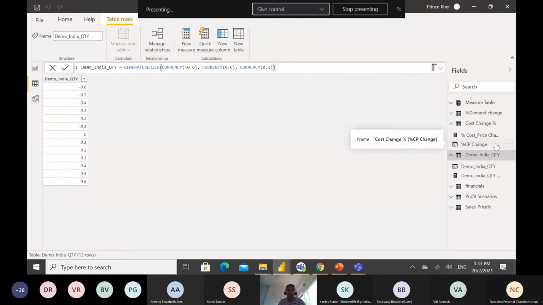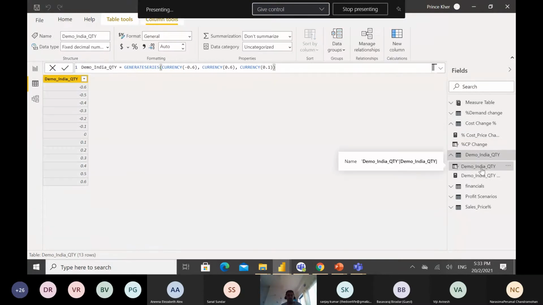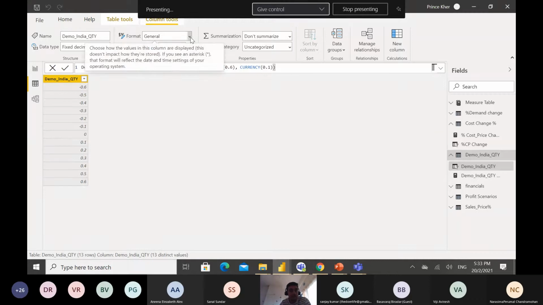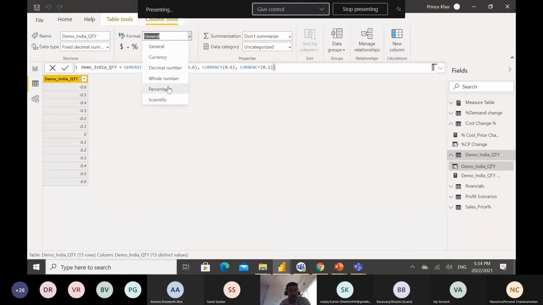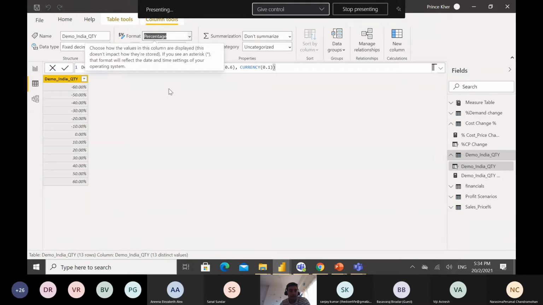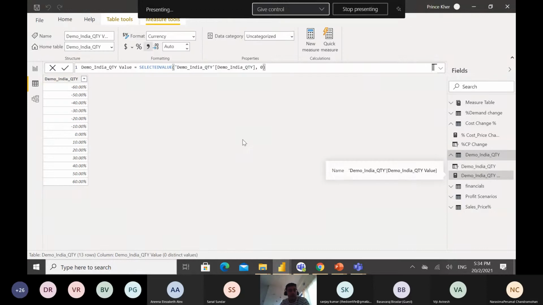It also gives you along with it the measure. It's telling you it's a currency one, but we know it's not a currency one, so we need to change this to a percentage value. So it's changing the increase of 60% to plus 60%. So easily it is done across. And it gives you a measure along with it, the selected value, if it's comma 0, so it's giving you a measure.